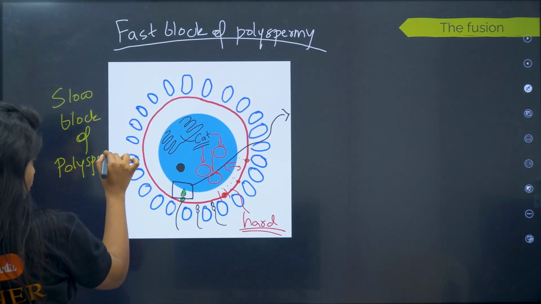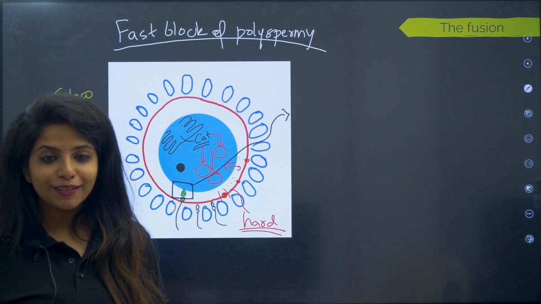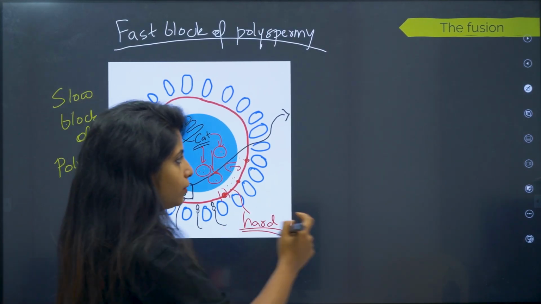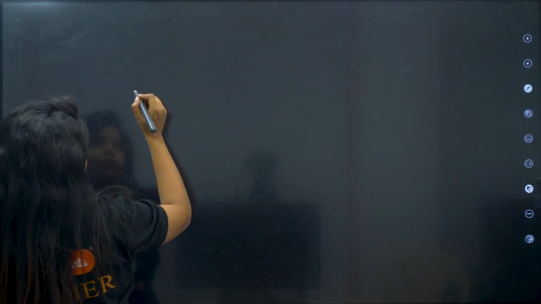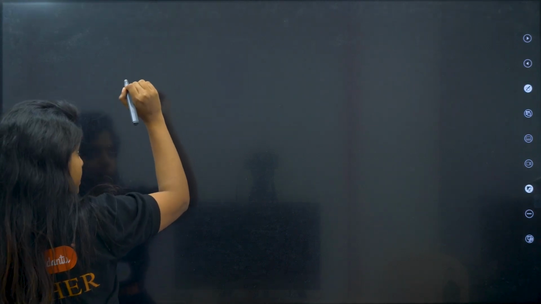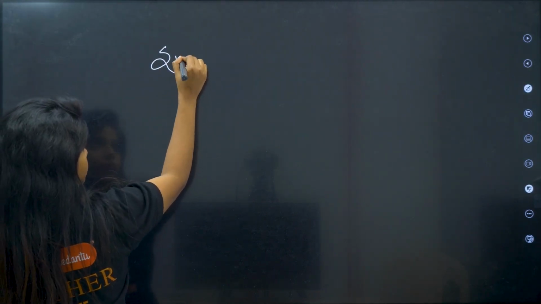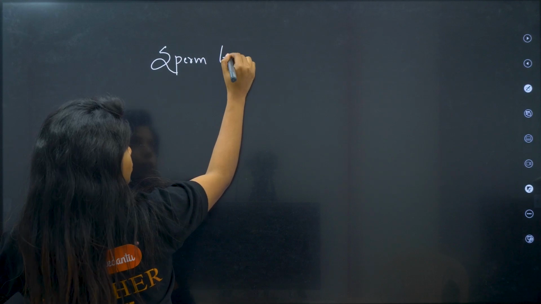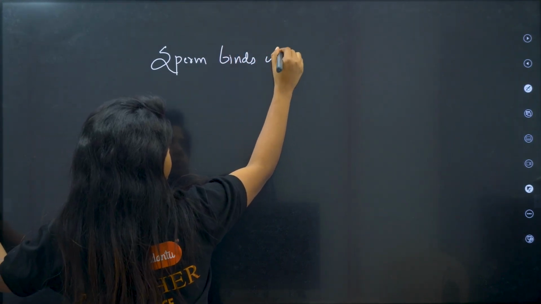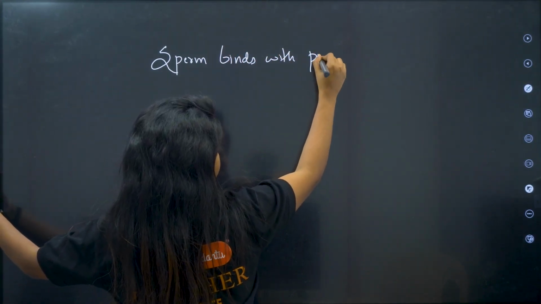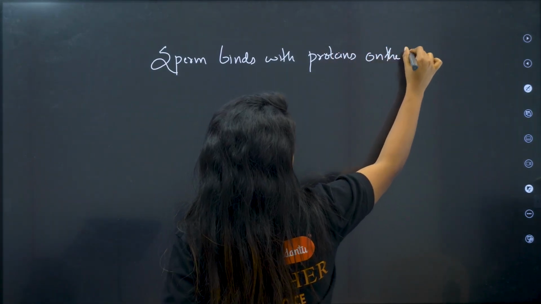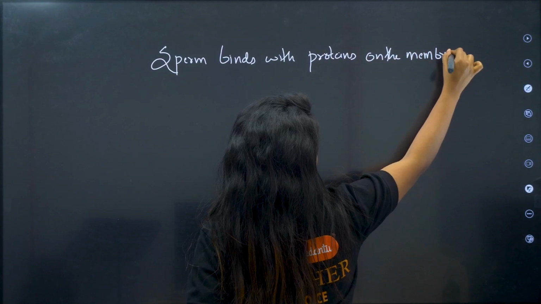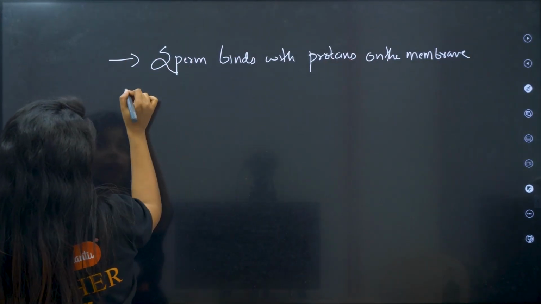Okay, and now obviously I think that you need a revision, so let's just revise quickly without the help of a diagram. So over here the first thing that happens is basically the sperm binds with proteins on the membrane. Agree?